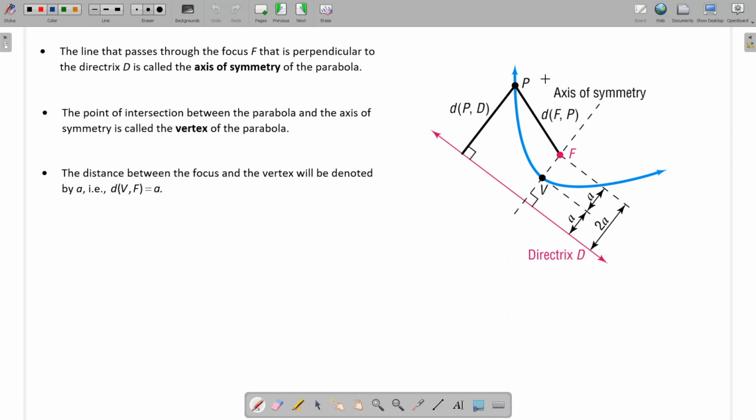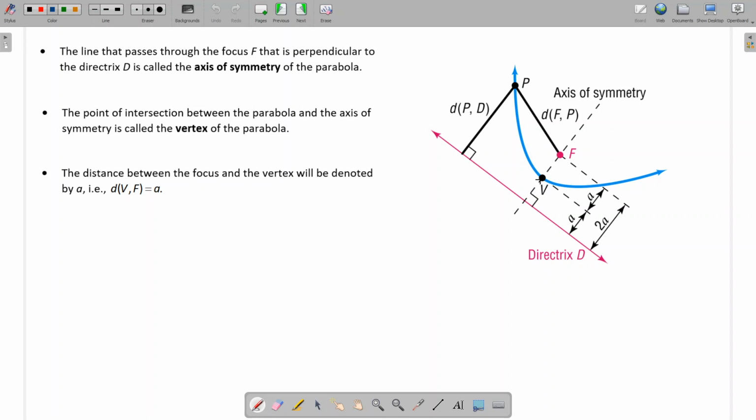Okay, so suppose we have a parabola and we have a directrix and we have the focus. Then we're going to define the axis of symmetry, this line here, to be the line that passes through the focus and is perpendicular to the directrix. You can see that that does divide the parabola in half. It is symmetric about that line. Now there will be a point that the axis of symmetry intersects. That point will be called the vertex of the parabola.